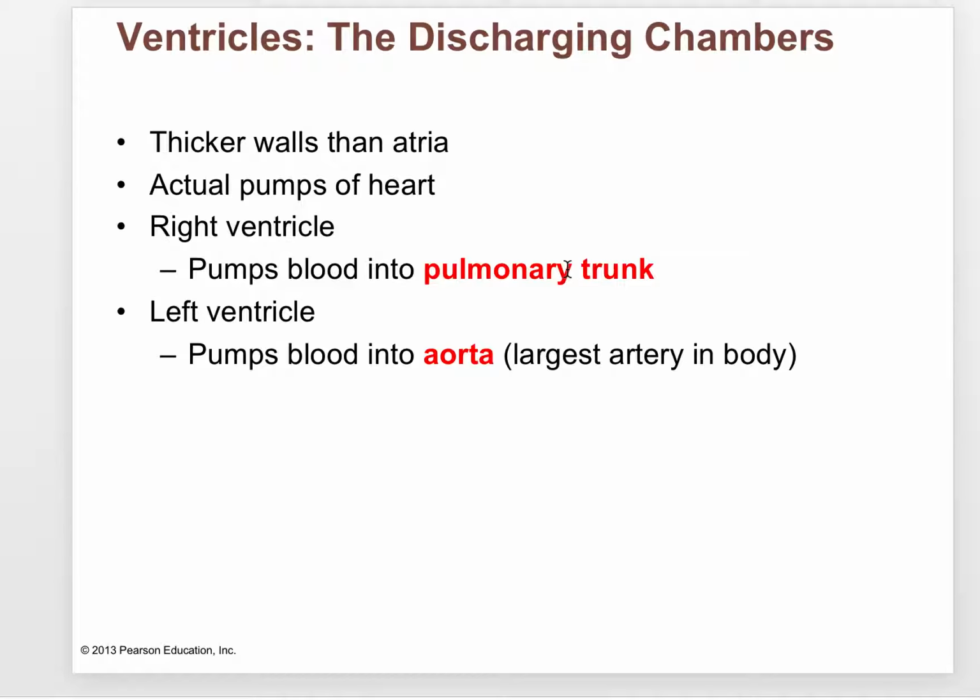Now the ventricles, compared to the atria, are thicker. The walls are much thicker. These are the actual pumps of the heart. The right ventricle pumps blood into the pulmonary trunk, which then splits up and goes to the lungs. The left ventricle pumps blood into the aorta, which is the largest artery in the body.